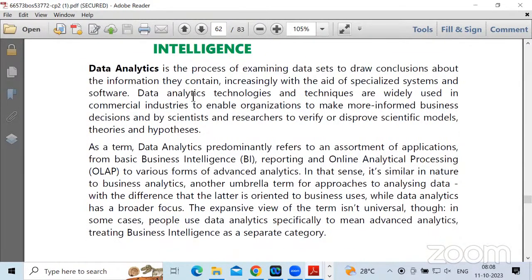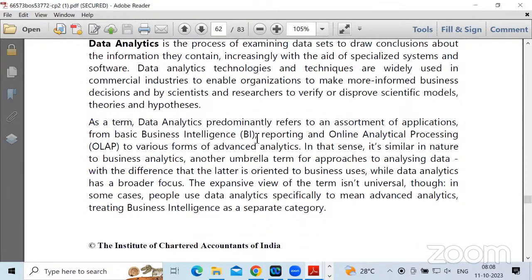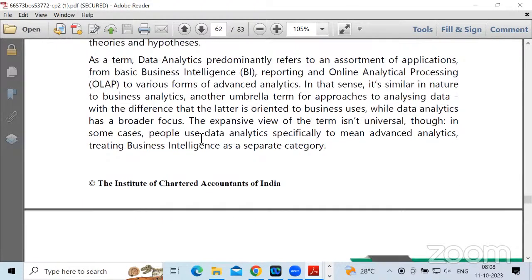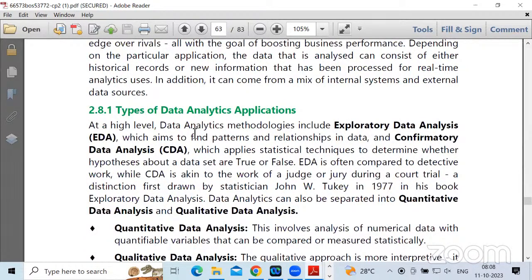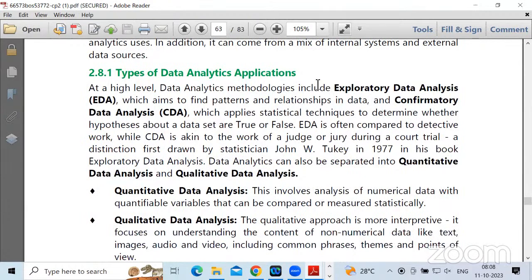Data analytics is nothing but analyzing the data for providing business intelligence, online analytical processing, OLAP. What is this? You have to give research, forecast, etc. using the tools. So EDA, exploratory data analysis, which is aimed to find the patterns and relationships in data.